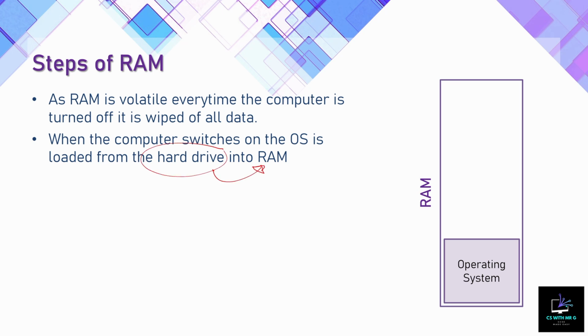Now, we haven't discussed secondary storage yet, so don't worry too much about the hard drive. But what's important is that the OS, the operating system, is stored in RAM because it's currently being used. As we can see, RAM here is starting to fill up. It's got the OS inside already.